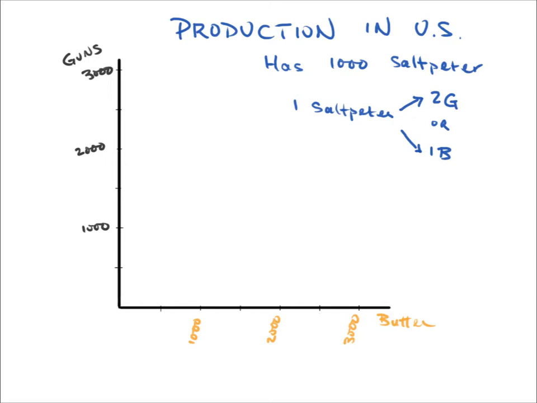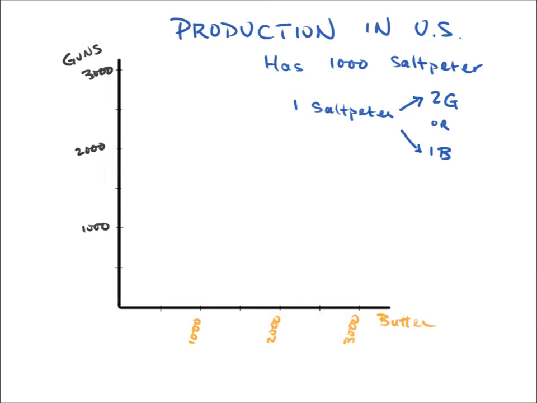Now, in some ways, this is like the student who studies and has a trade-off in how the student wants to use the student's scarce time. The country has a trade-off in how to use its scarce saltpeter. And we can graph the production possibilities available to this country. At one extreme, often I think of the extreme points.